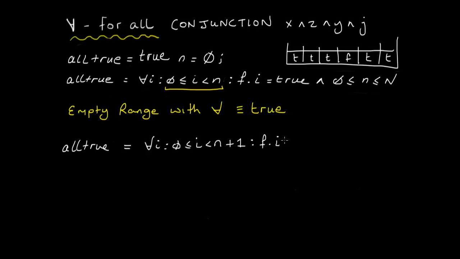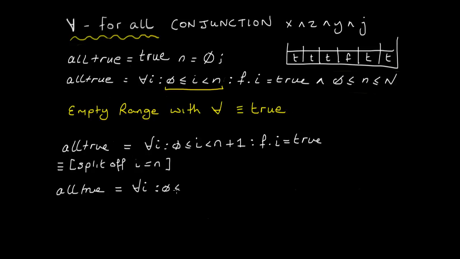and then we have f.I equal to true, and we split off, so we're splitting off I equal to n, and that gives us all true is equal to, for all I greater than or equal to 0, less than n, and we drop the +1 bit, and we keep the f.I part over here, f.I equal to true.